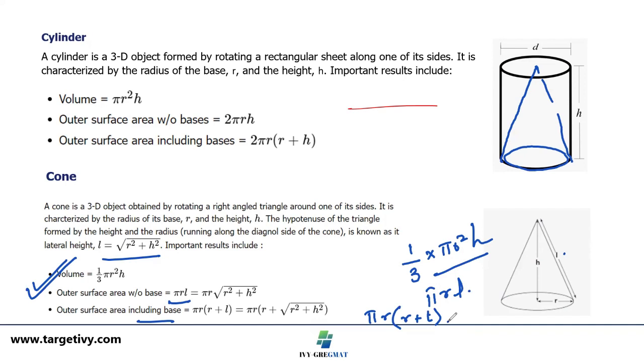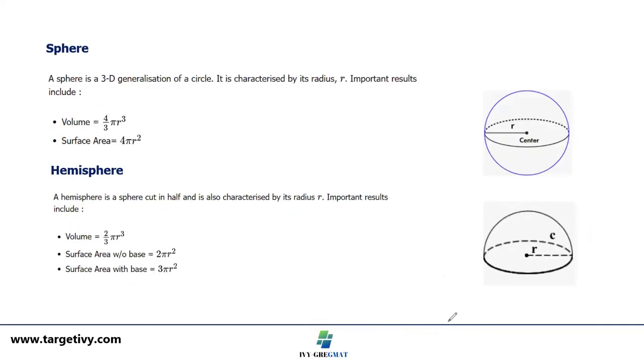Okay. A sphere. Sphere is nothing but a ball, we all know. Two formulas which will play a role: 4 by 3 pi r cube is the volume of a sphere. Surface area is 4 pi r square. Hemisphere is just divided by 2: 2 by 3 pi r cube, and 2 pi r square.